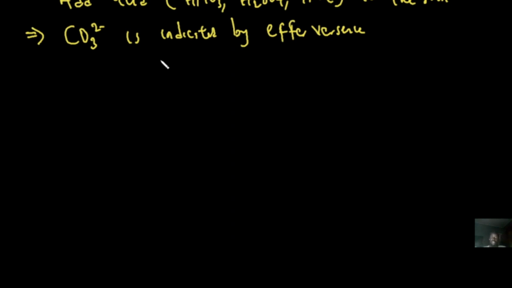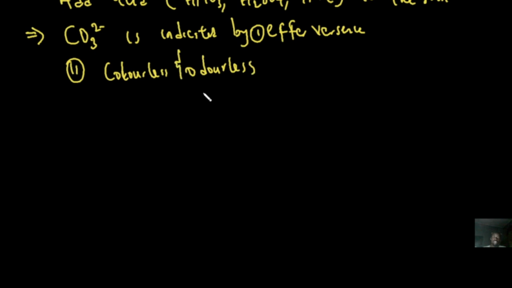It will be indicated by effervescence to give a colorless, odorless gas. Now, if we want to confirm, because there are many colorless and odorless gases, hydrogen is colorless and odorless, oxygen is colorless and odorless, and so much more, how do we confirm that it is from CO3? The gas we are dealing with is CO2. How do we confirm that it is CO2? When you pass it through lime water, the gas turns lime water milky.